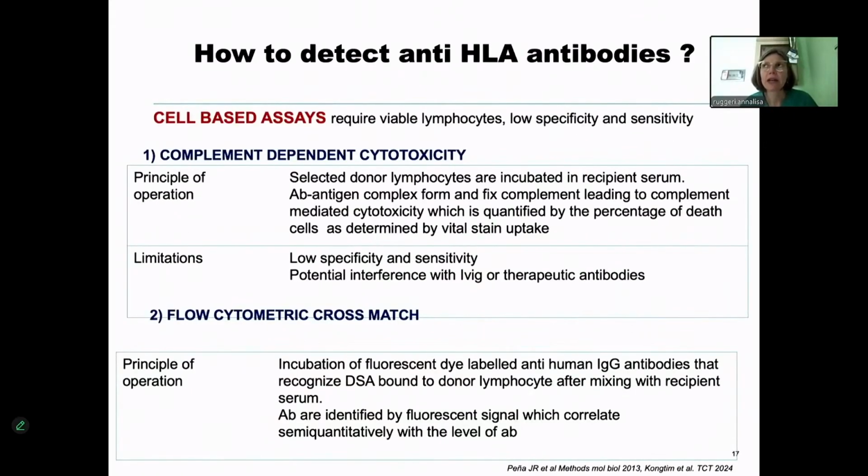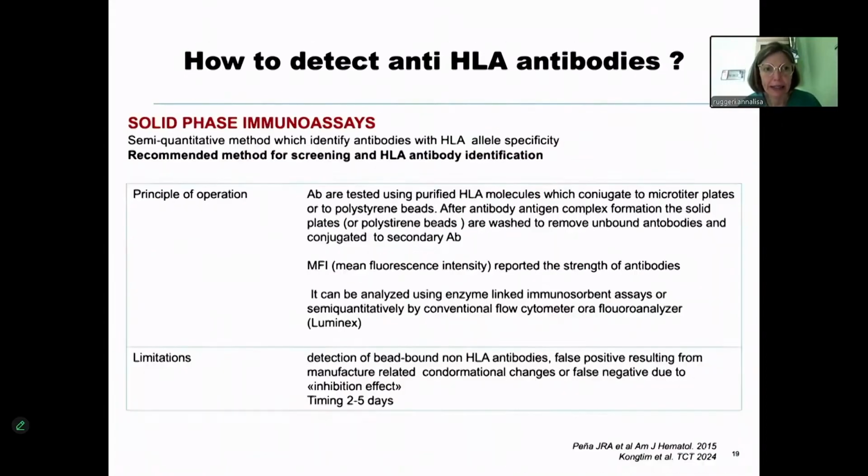So there are several different techniques used for detecting anti-HLA antibodies. One common is the cell-based assay, which requires viable lymphocytes, but is associated with low specificity and sensitivity. And among the cell-based assays, both the flow cytometry cross-match and the complement-dependent cytotoxicity are two useful methods used for detecting the antibodies.